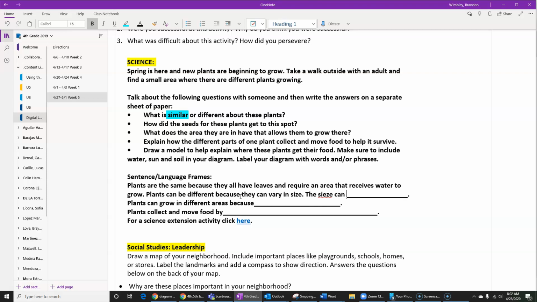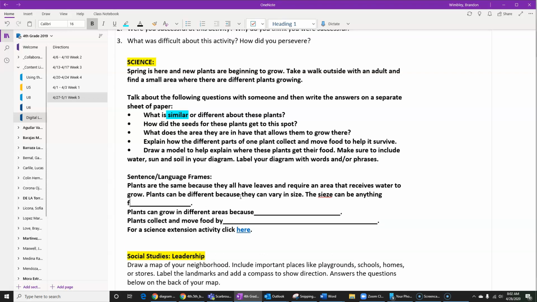The size can be anything from the width of the stem/trunk to their roots to even the size of the leaves. So that's showing how there's differences found between the size, because that size is going to be important. So now we have this next part.